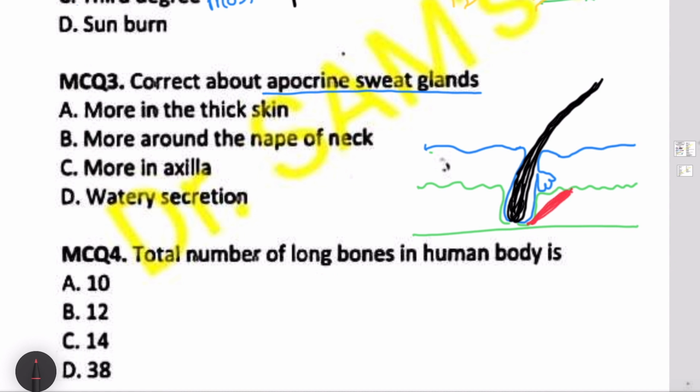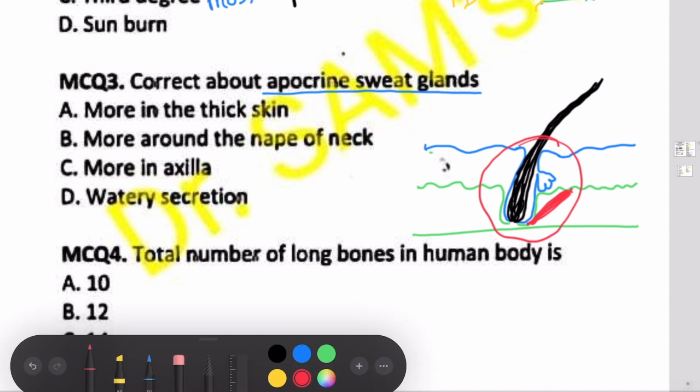Erector pili muscle. So together the three things, the hair follicles, the sebaceous glands, the erector pili muscle, together they constitute the, what is this? This is called the hairy apparatus, and hairy apparatus is a must feature of a thin skin. A thin skin is a hairy skin.